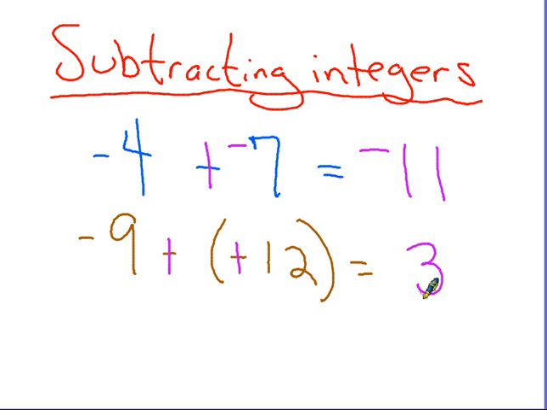So the thing to remember is we change subtraction to addition. We change the sign on the next number, because it's the opposite of the next number. It makes it an addition problem, and we follow our rules for addition.